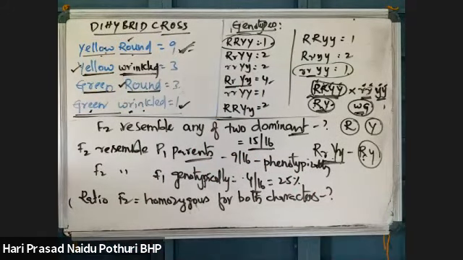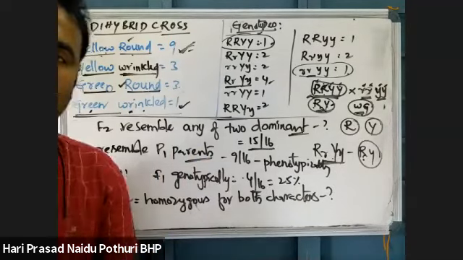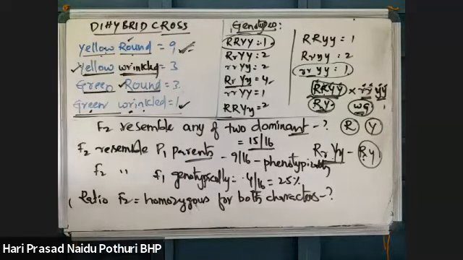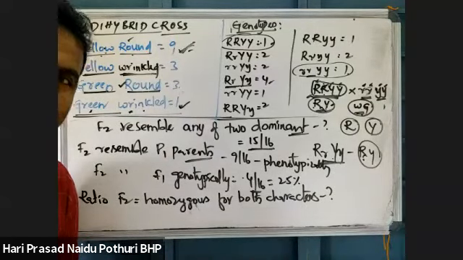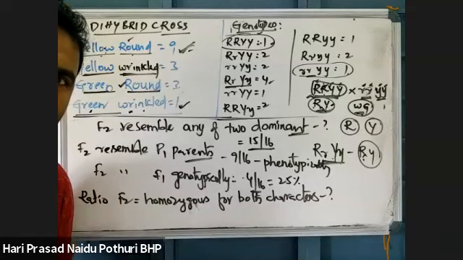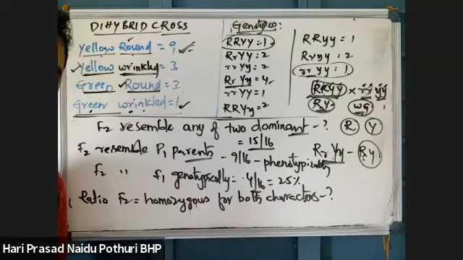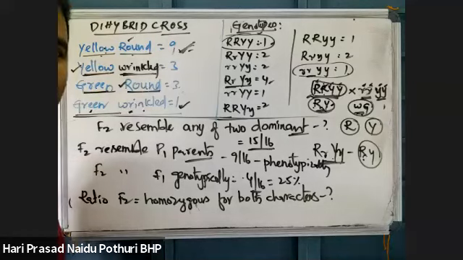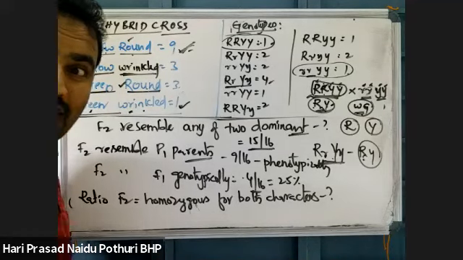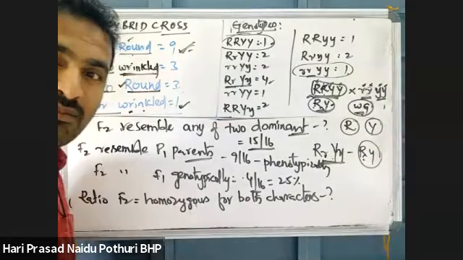What is the ratio of F2 homozygous for both genes? Now tell me. Two by 16. Who is that? No, no. 3 by 16, 3 by 16, 4 by 16, 10 by 16. Oh my God. My goodness.